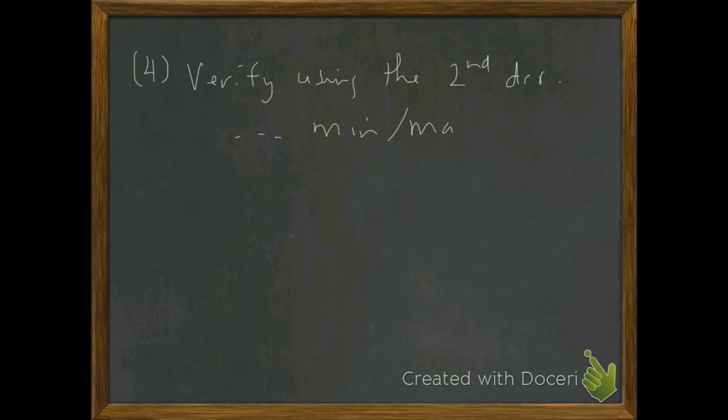The fourth thing we need to do is take a look at the second derivative, so verify using the second derivative that we have a min or a max, and guys, usually in maximum likelihood estimation we're wanting to find a max. We're actually going to see that that's a little different here in this problem.